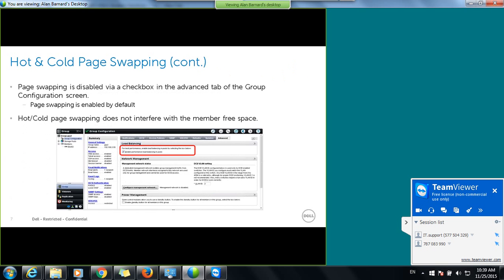As a user, you have the ability to turn this off. How do you turn this off? It's from Group Manager, quite easy. This is a group level configuration, so you cannot set this up on a member level. And then you just untick this box.